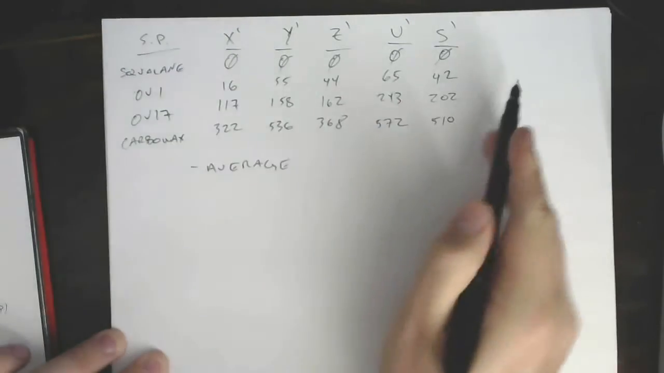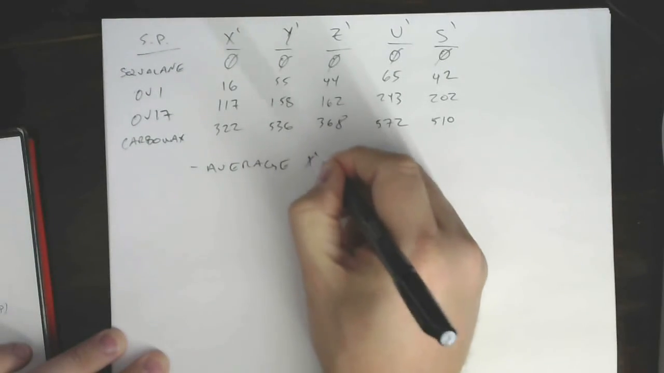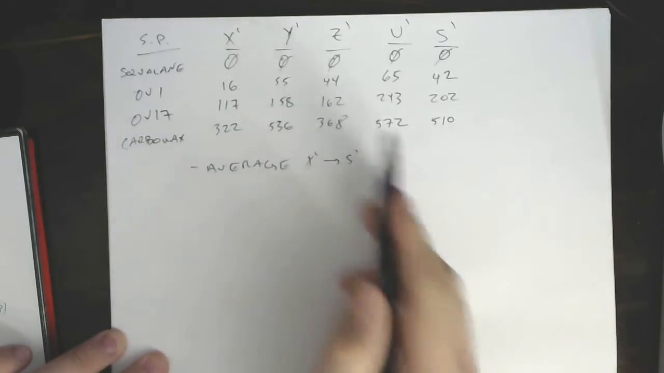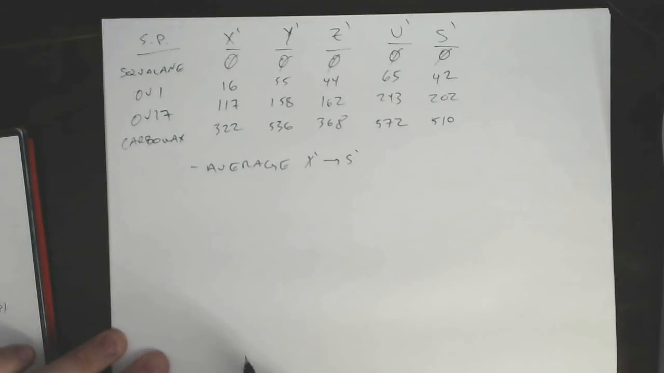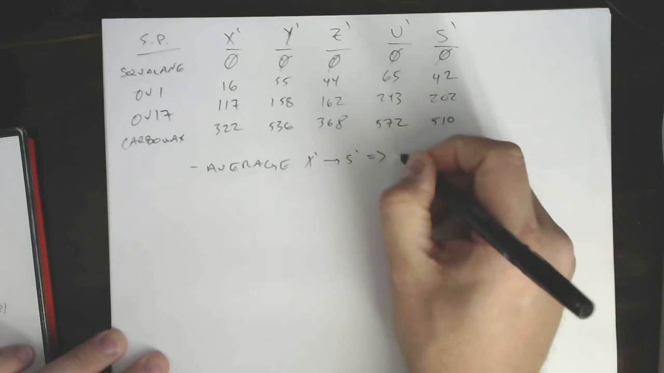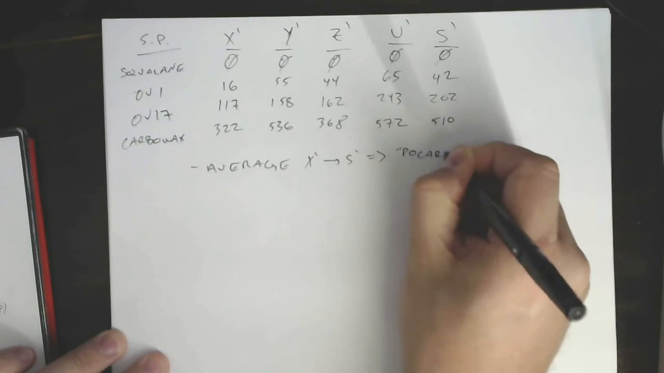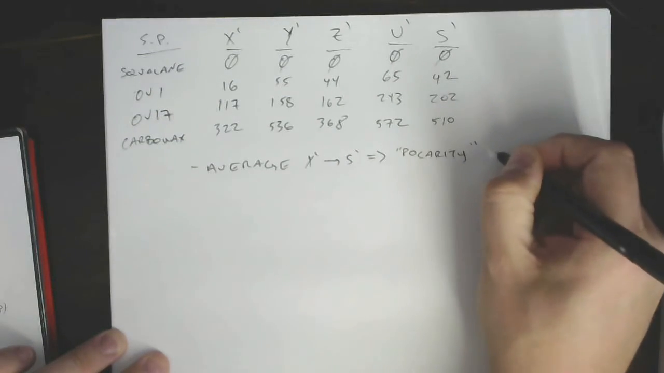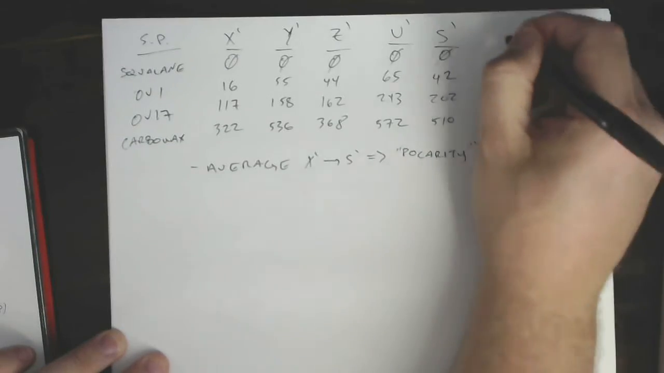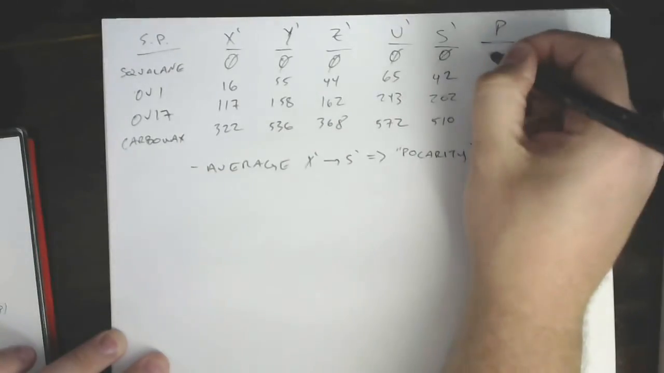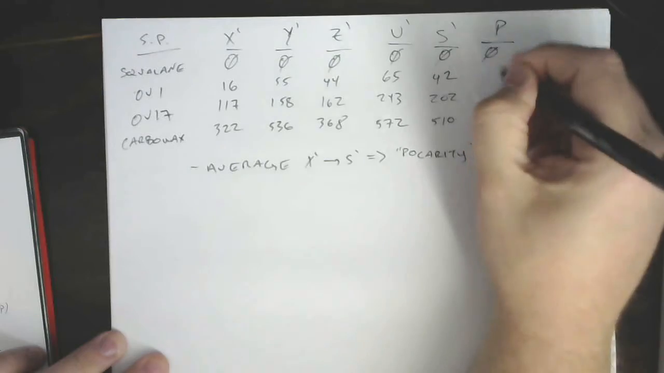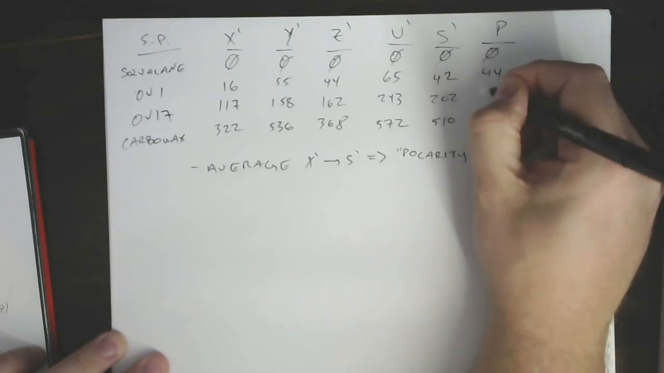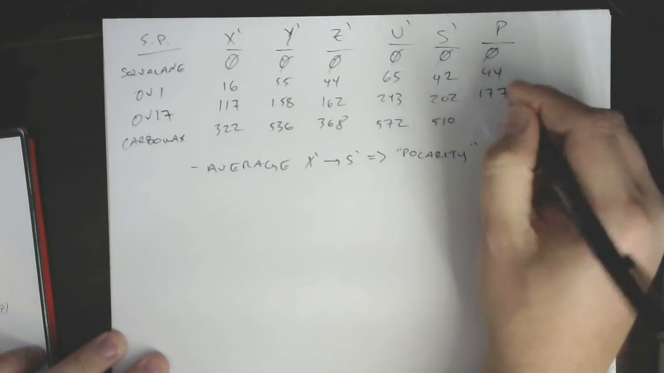Okay, so there's one more number that you should know about, and that is if we average, for any given stationary phase, if we average x prime through s prime, just add them all together, divide by 5, we get something that is called polarity, or P. So we can add a new column here, P. Obviously, the average of all those is 0. Here we get 44, 177, and 462.